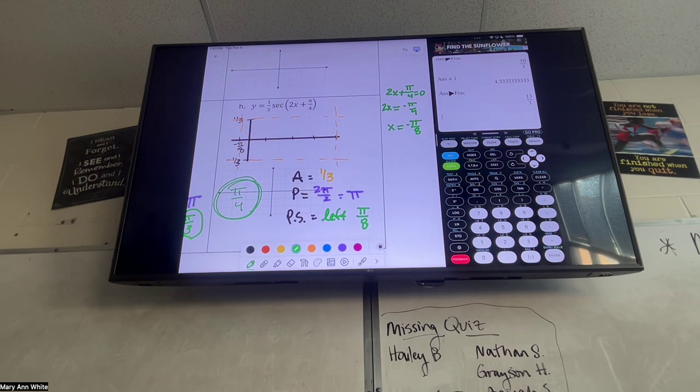We're starting at -1 divided by 8. I'm going to add 1/4 to that. Make it a fraction, I get 1/8 or pi over 8. I'm going to add 1/4 to that. Make it a fraction, I get 3 pi over 8. I'm going to add 1/4 to that. Make it a fraction, 5 pi over 8. And then add 1 more fourth. Make it a fraction, and I get 7 pi over 8.